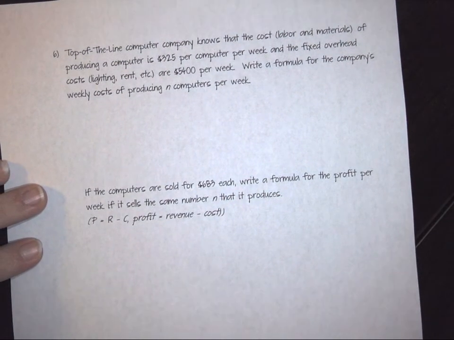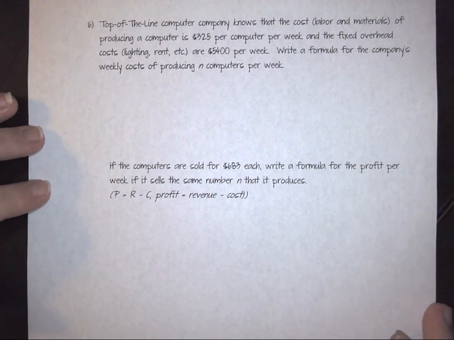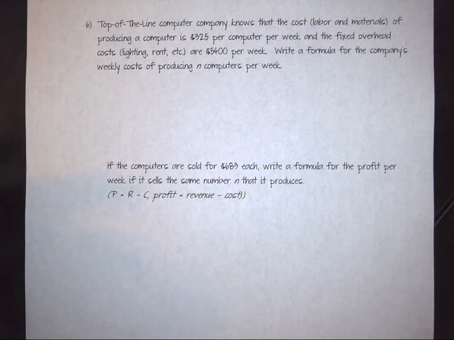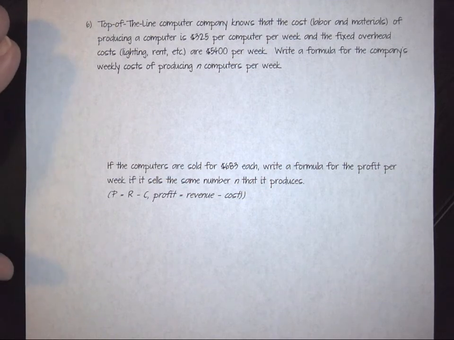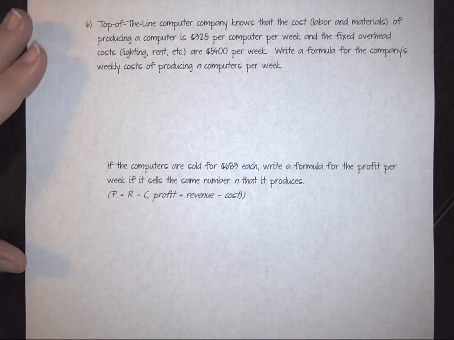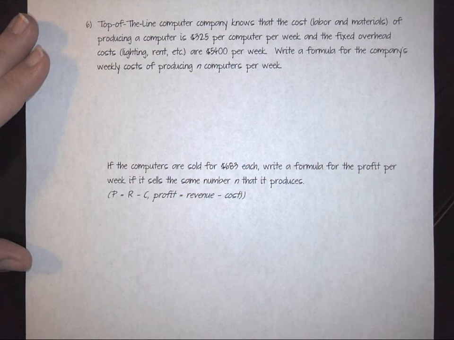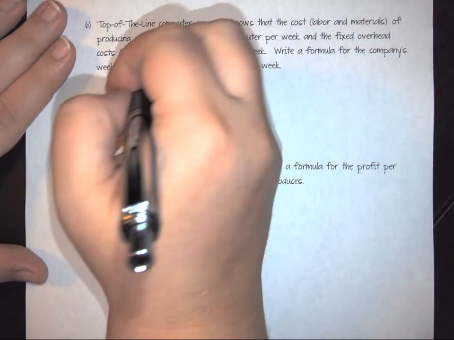Alright, the last type of problem that you may see looks like this one, where it says that the top of the line computer company knows that the cost of labor and materials of producing a computer is $325 per computer per week, and the fixed overhead cost, which is lighting, rent, and etc., is $5,400 per week. And we have to write a formula for the company's weekly cost of producing n computers per week. So what do we know?